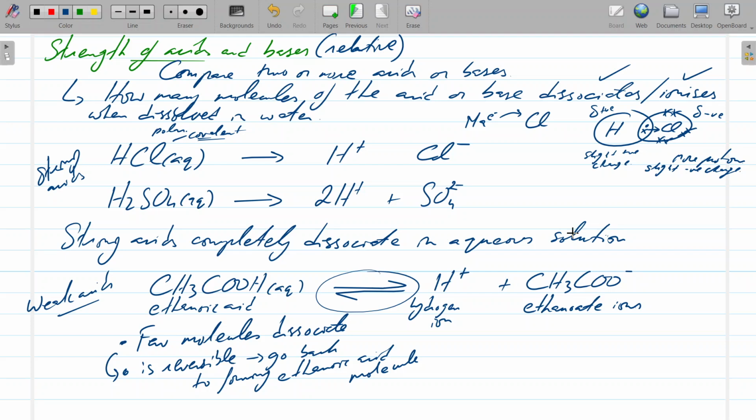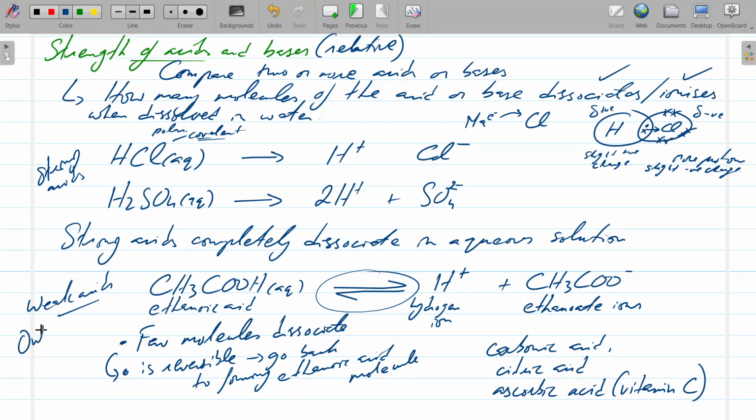So other examples of weak acids are carbonic acid, citric acid, and ascorbic acid, that's vitamin C. And so a weak acid is one that only partially dissociates in aqueous solution. Any questions? No.